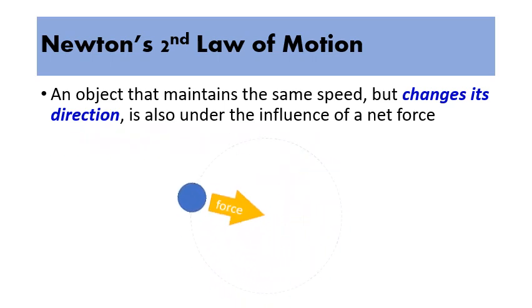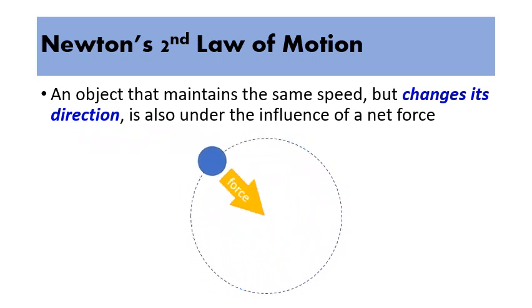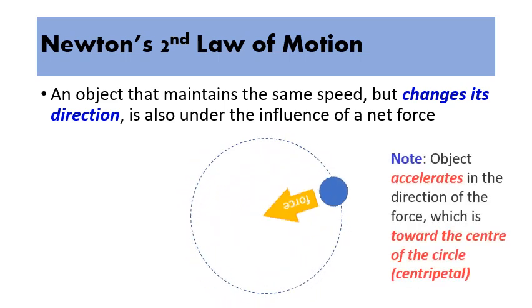The force acting on the object is directed to the center, causing the object's motion to become circular. The object's speed isn't changing, but its direction is, and so the object is actually accelerating. In particular, the object accelerates in the direction of the force, which is toward the center of the circle. Hence, the acceleration is called centripetal acceleration, where centripetal means center-seeking.